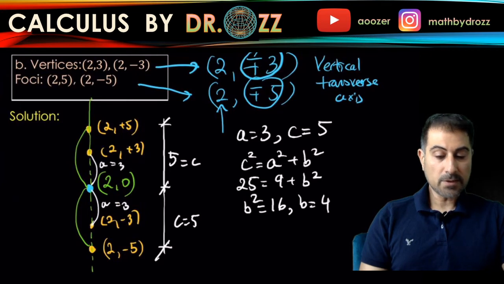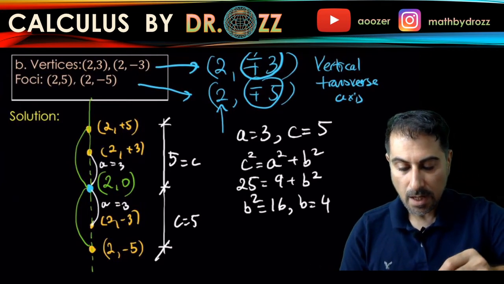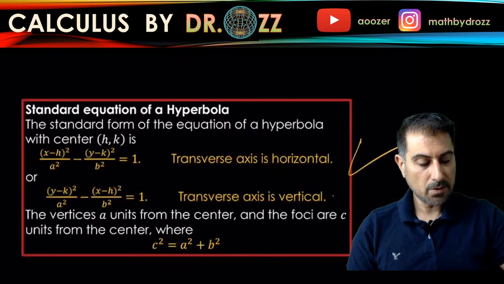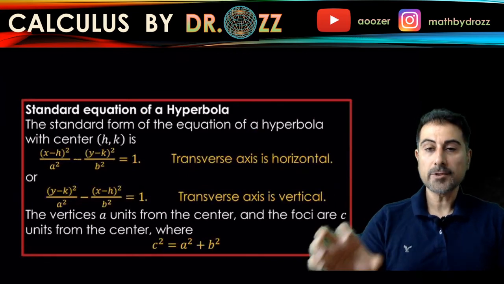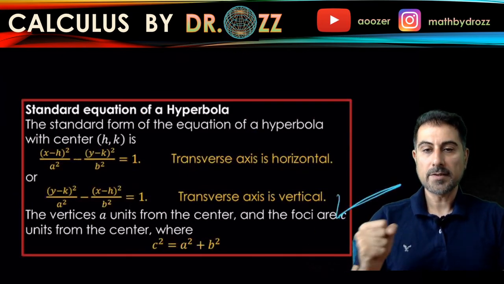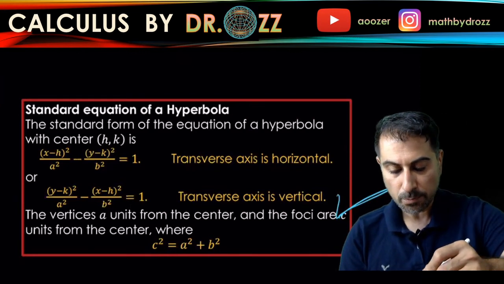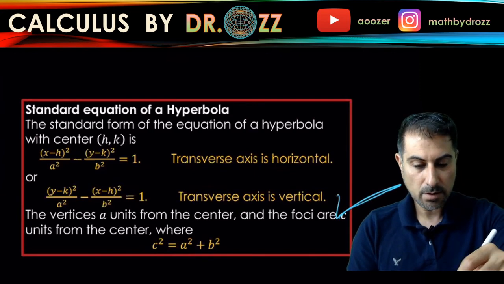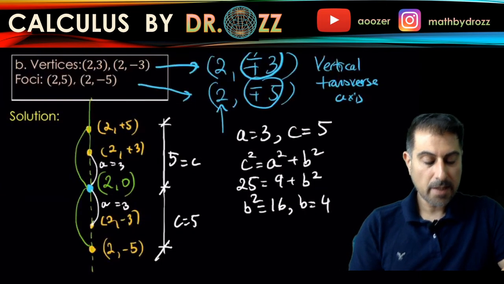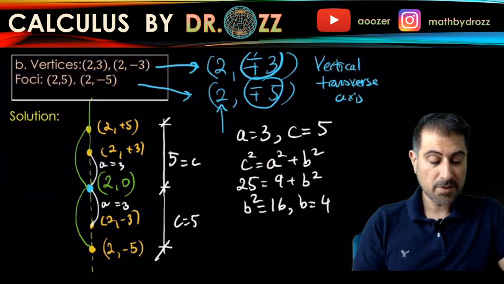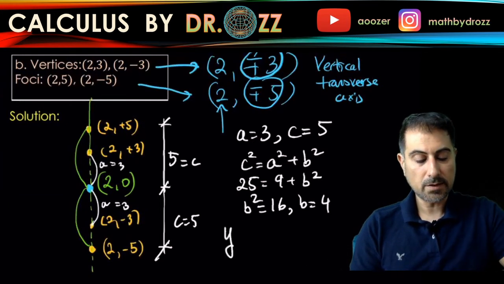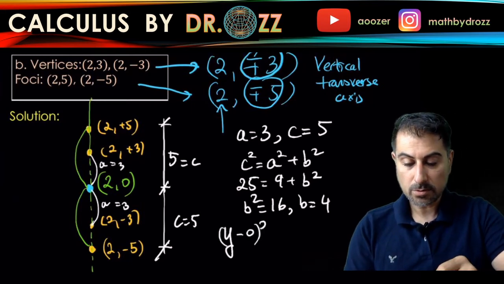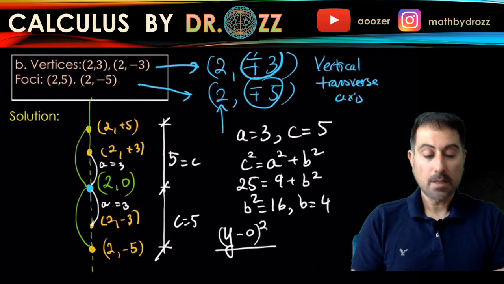Remember that this is a vertical transverse axis case, and let's see how the form looks. Vertical transverse axis, so it should be of this form. The y term should come first, so (y minus k) squared divided by a squared should be the form. So let's go back here, (y minus k) squared, and k is the y entry of the center. So here we go, (y minus 0) squared over a squared.